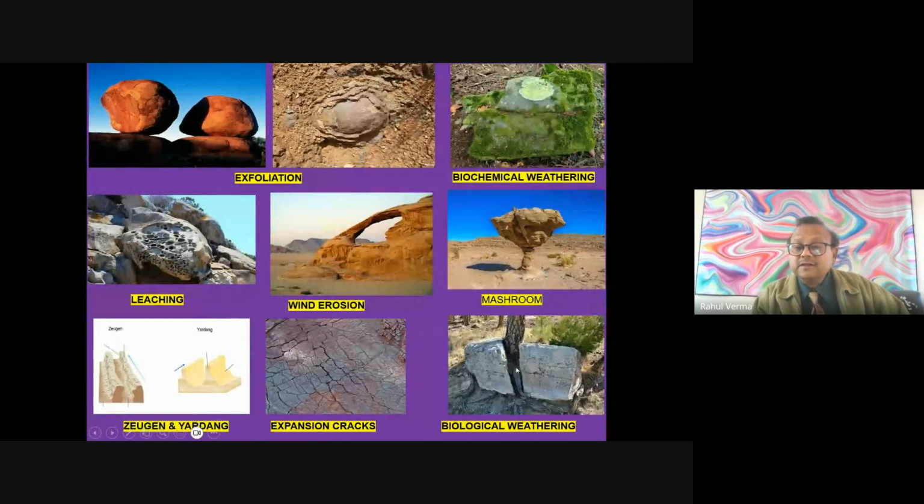And this is an interesting picture, biological weathering. You can see maybe in the beginning of its life, there was a root. Now this has become a big tree. Slowly it is breaking this rock into two. This is a very good example of biological weathering.